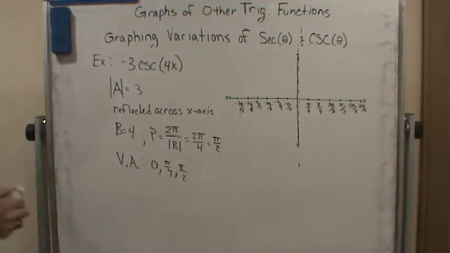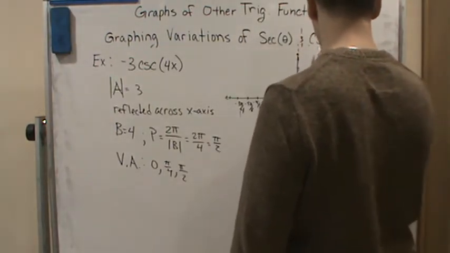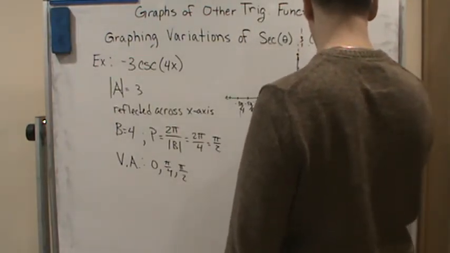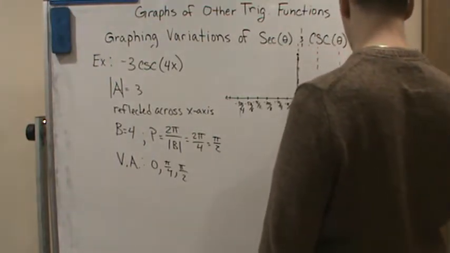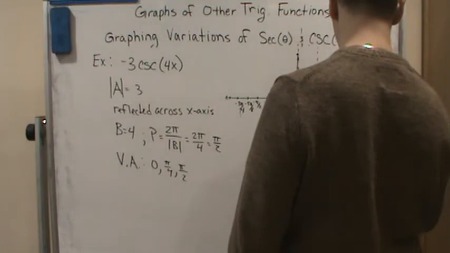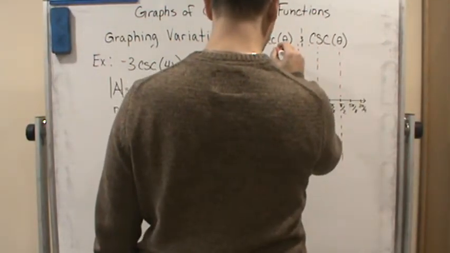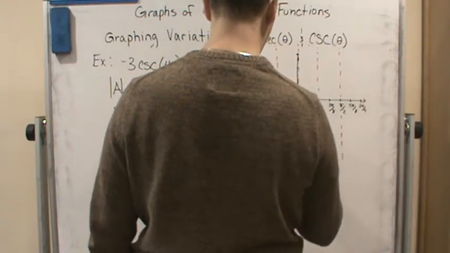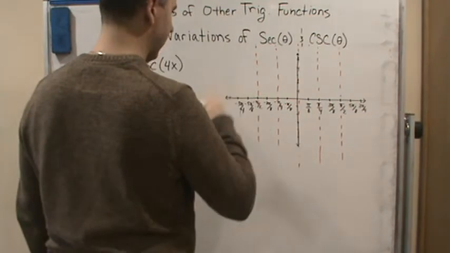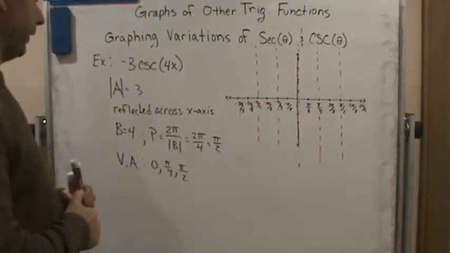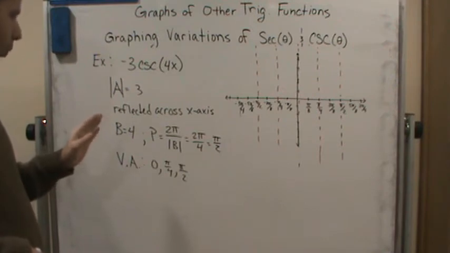So let's do that. I've got 0, the next one is pi over 4, and then pi over 2. And since you know the pattern now, we can just go the other way. I'm only going to do 1 period, but now we know what happens.